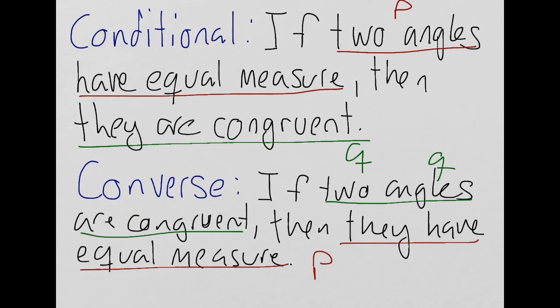Now your job is to take the conditional that we started with and the converse that we just wrote, combine them together, put in an if and only if, and write the biconditional. Go ahead and pause the video, and using our conditional and converse, try to write the biconditional statement.